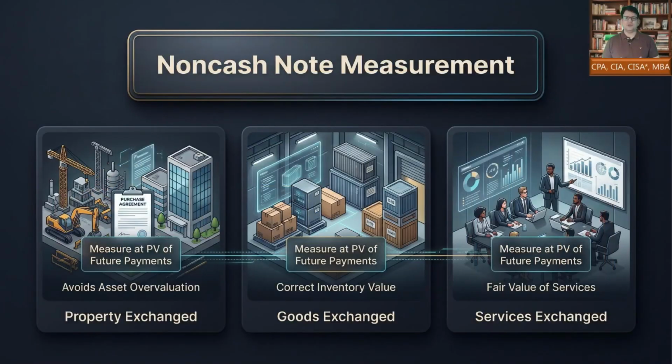Now compare that with a non-cash exchange. If the note is received for property, goods, or services, we no longer have a clean cash price to anchor the note. The accounting answer is to record the note at the present value of the promised future payments, using a rate that reflects the credit risk and terms at the creation date. This prevents overstatement. A 3-year promise to pay is not automatically worth its face amount today, especially if the rate is weak. Present value brings the receivable back to economic reality.